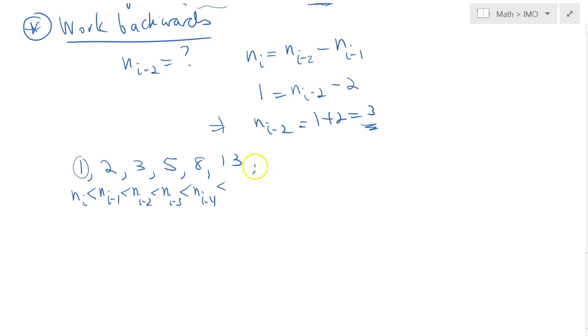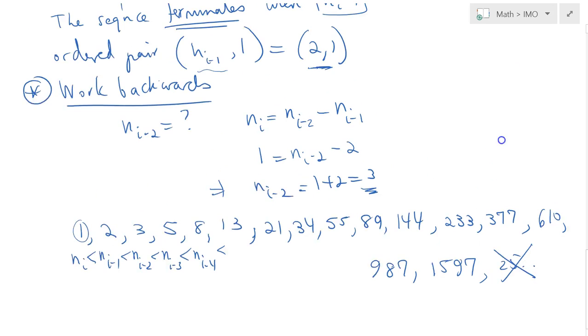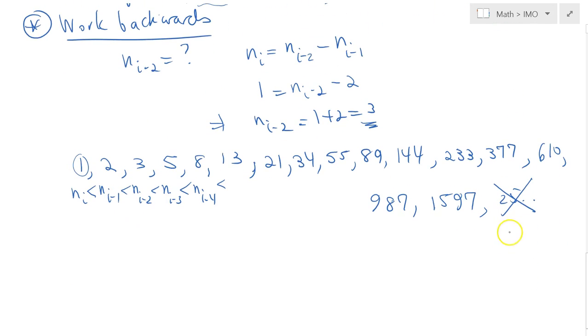So therefore, let me carefully add the numbers. So we have a 21, 34, 55, and then 987, and then finally 1597. Ooh, the next one is 2400, 2500 something, which is not good because we have to stop at 1981. Remember, the sequence has to be less than 1981.